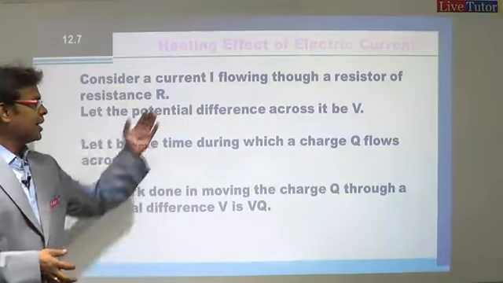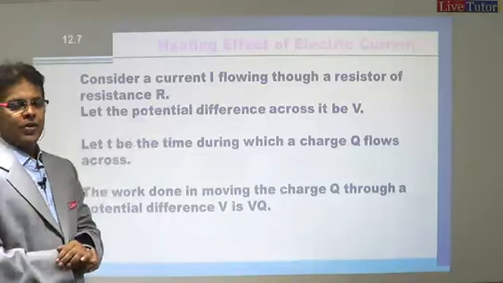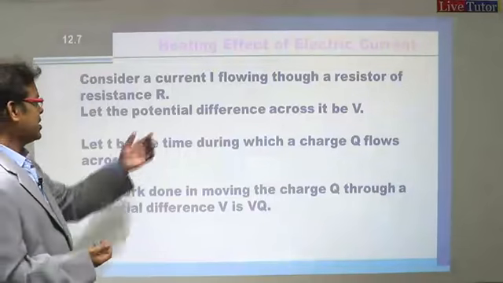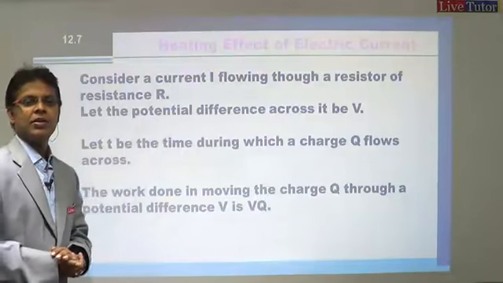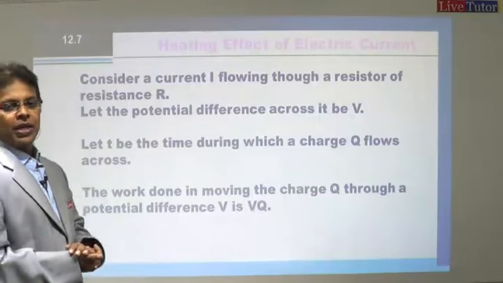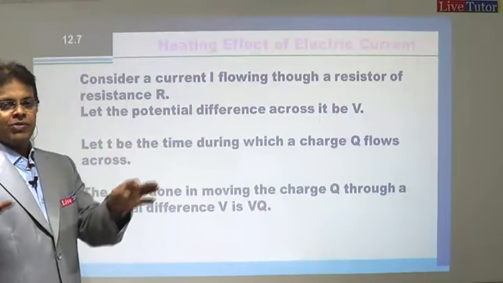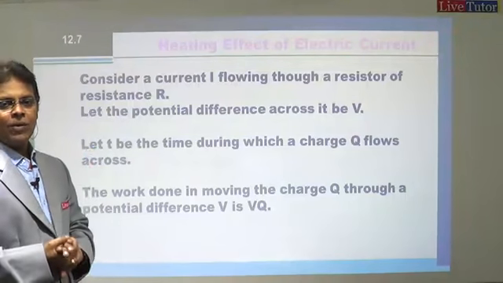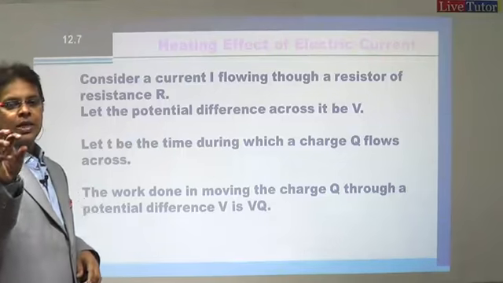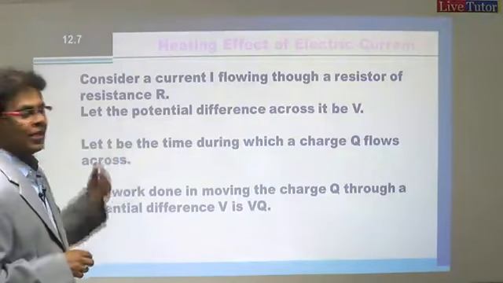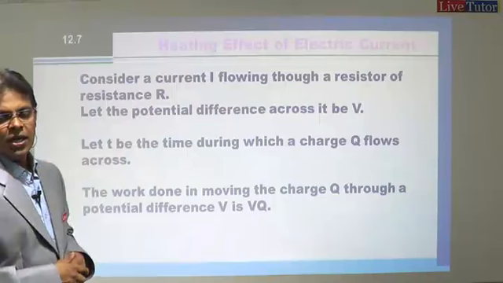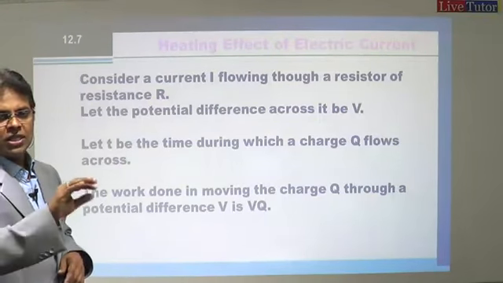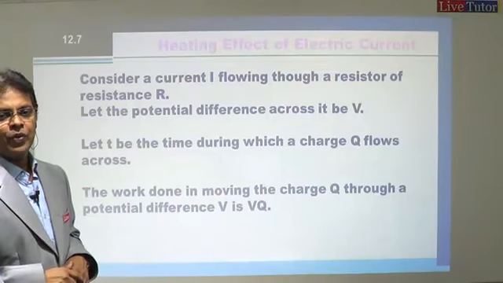Now let us consider a current I flowing through a resistor. The resistance is considered as R. Now let us take the potential difference across that resistor to be V. So the potential difference across the resistor is V, the resistance is R, and the current I is flowing through it. Now let us take a particular time duration, say t seconds. In t seconds, Q amount of charge flows through the resistor, right?